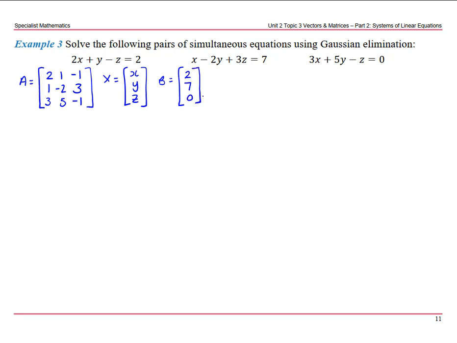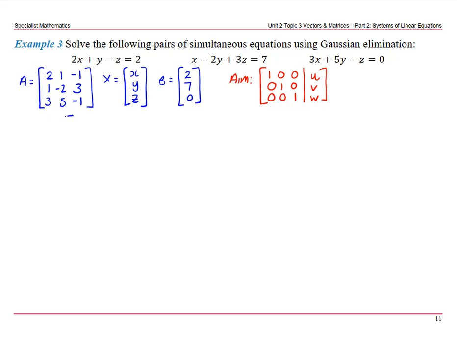So the best part about Gaussian elimination is we can solve this without using our calculators, which is what we've had to do before using our inverse matrices. Now our aim, we want that identity matrix on the left-hand side. So our solution will be on the right-hand side.